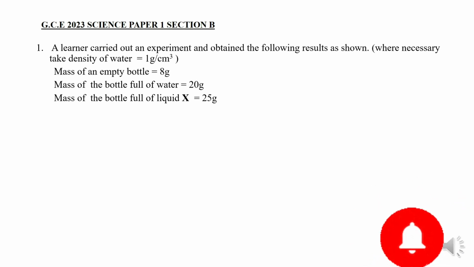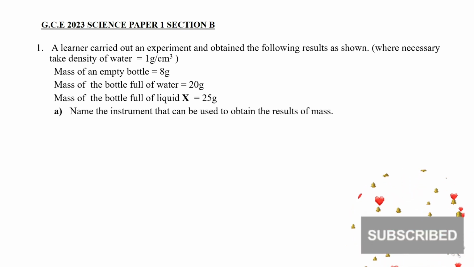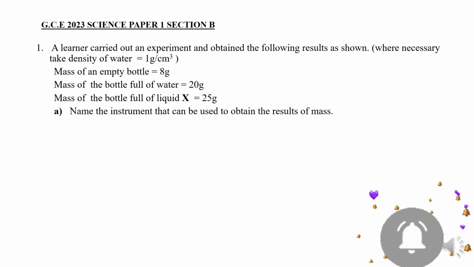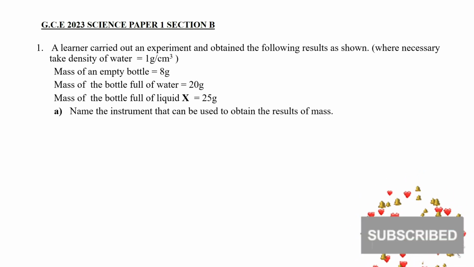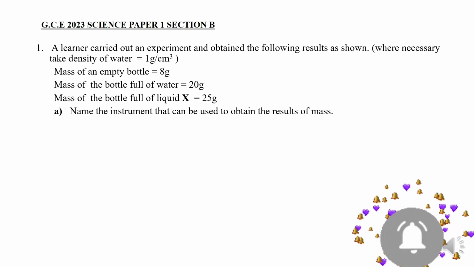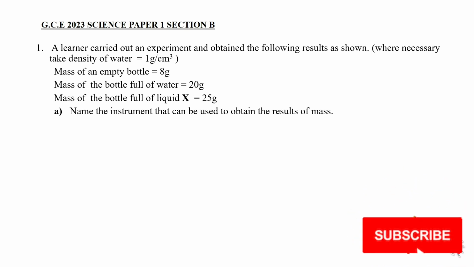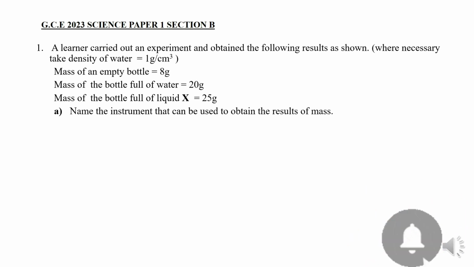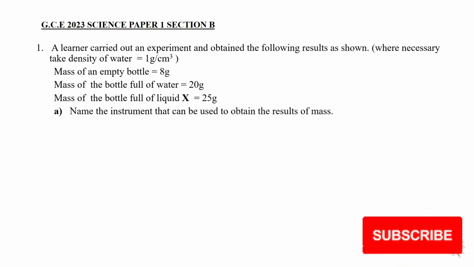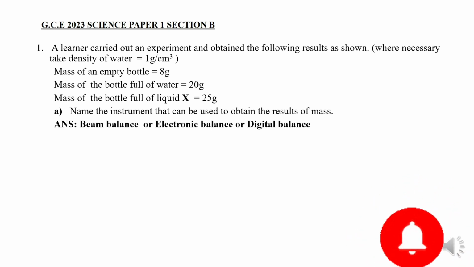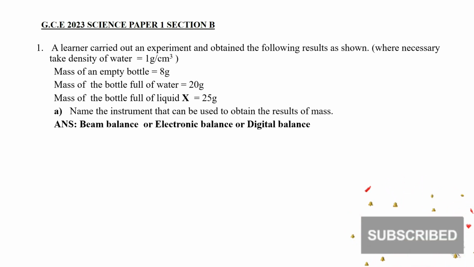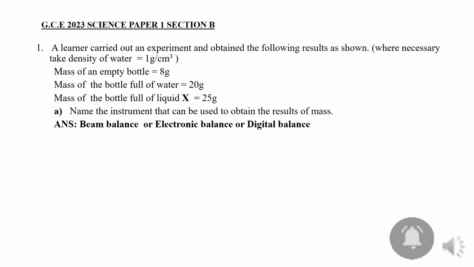Then we have been given the mass of the empty bottle, the mass of water, as well as the mass of the liquid X. The first question here is saying name the instrument that can be used to obtain the results of mass. So basically, we've been given the masses of different objects. For you to determine the mass, there is an instrument that you can use. You can either say beam balance or electronic balance or the digital balance. So any of the mentioned answers is correct.